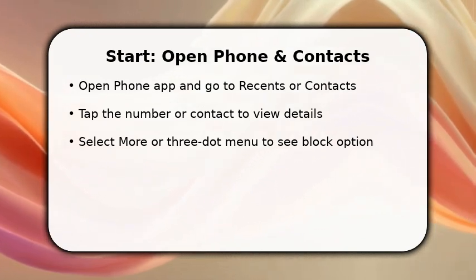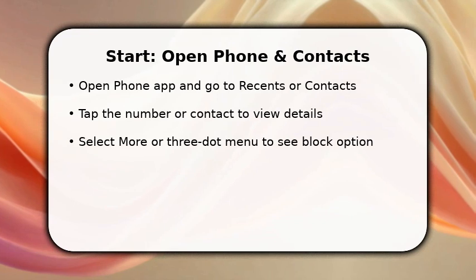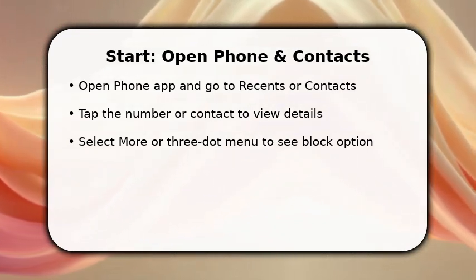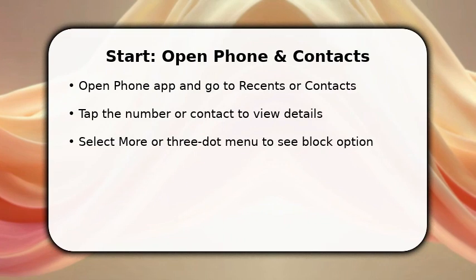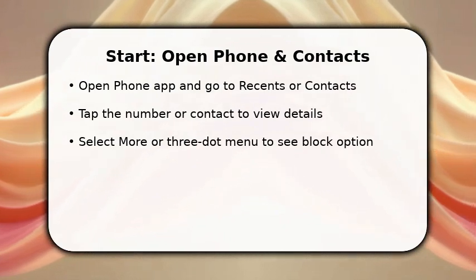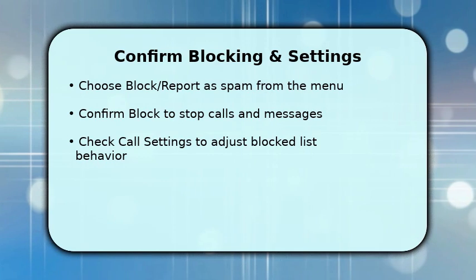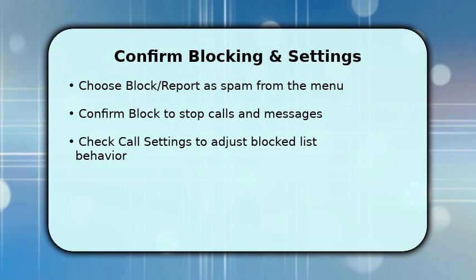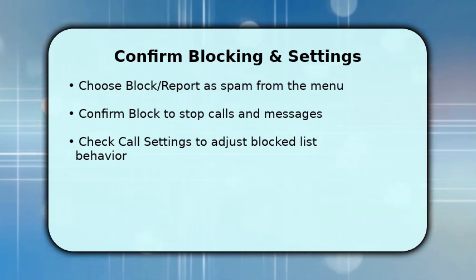Make sure you are on the exact entry, not a call log alias, so you don't block the wrong contact. After tapping more, get ready to choose block. That's the actionable step that prevents calls and texts. Once you select block or block/report spam, the phone asks for confirmation. Tap confirm because this enforces the rule.